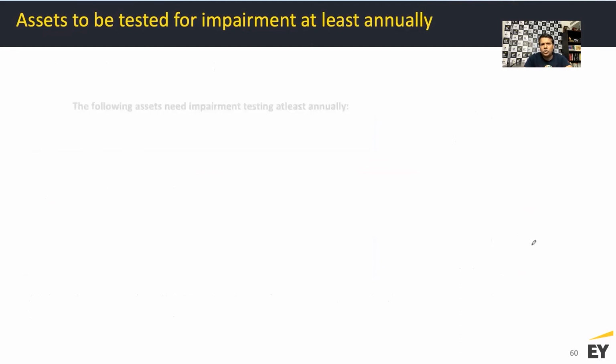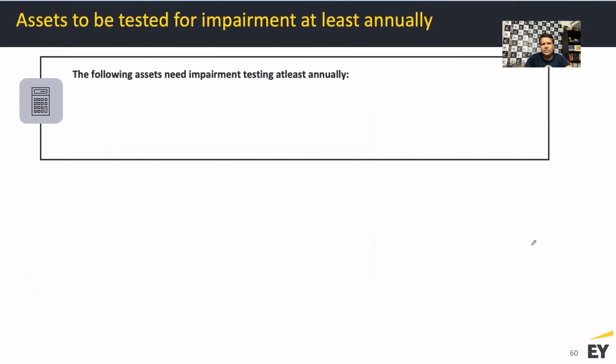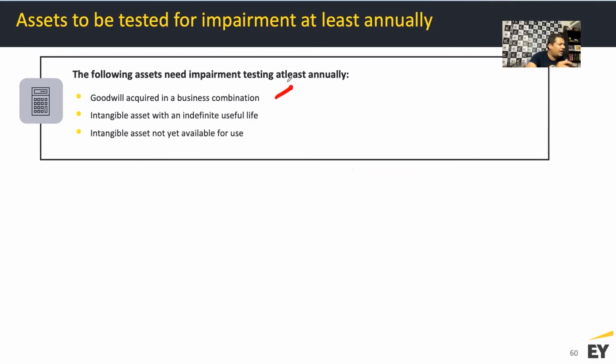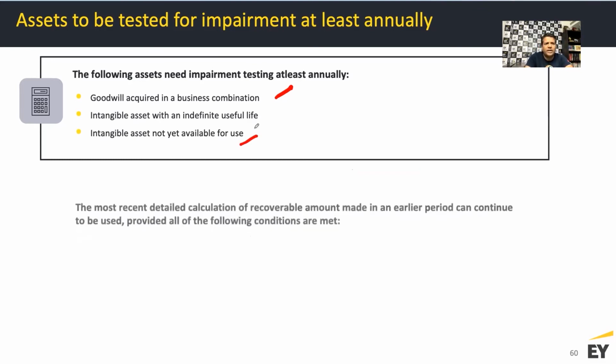Now, I also talked to you about the impairment of assets, which are to be tested at least annually. The following assets need impairment testing on an annual basis. For others, you're going to do it as and when there are triggers, which are external and internal. So goodwill acquired in a business combination needs to be tested. Intangible asset with an indefinite useful life, or intangible asset which is not yet available for use, that means which is under construction or under development.